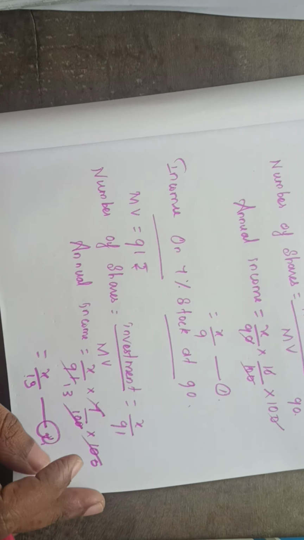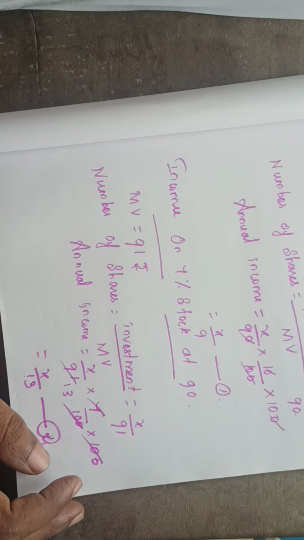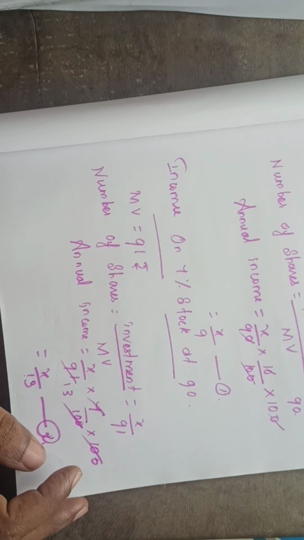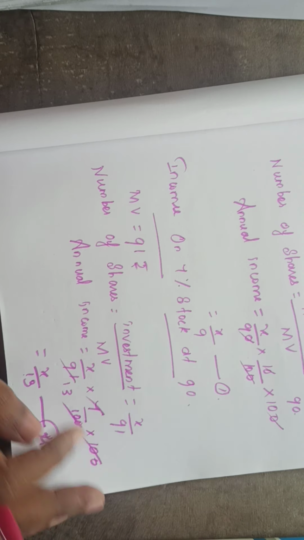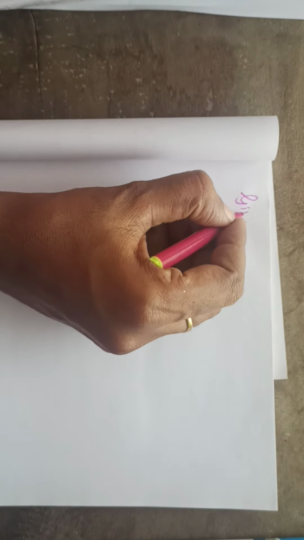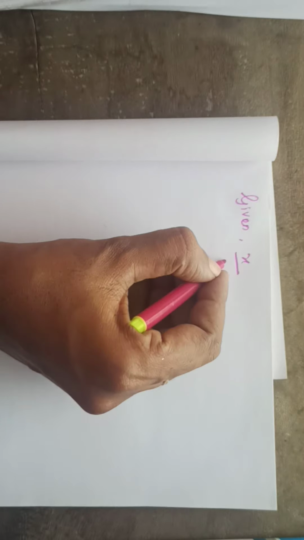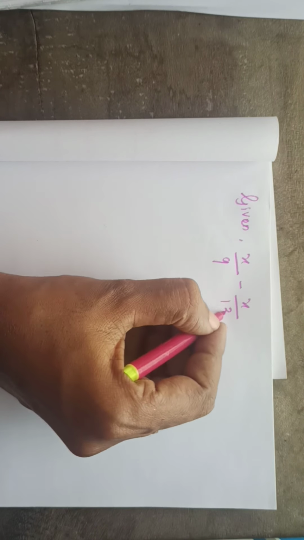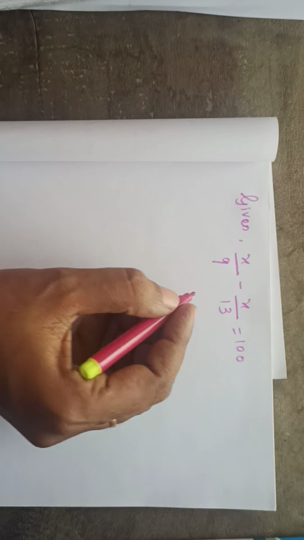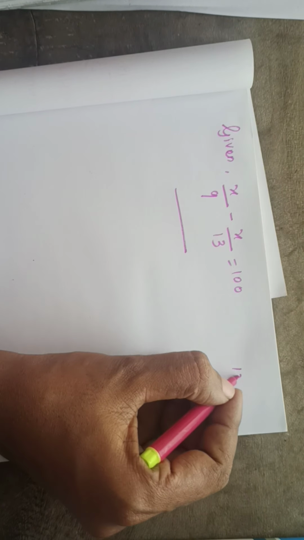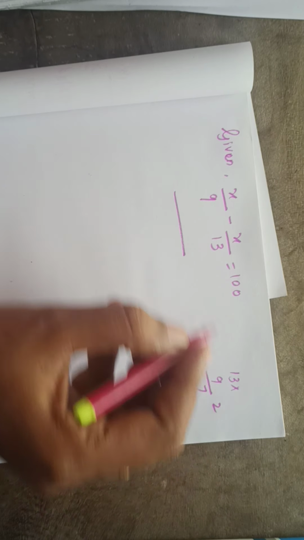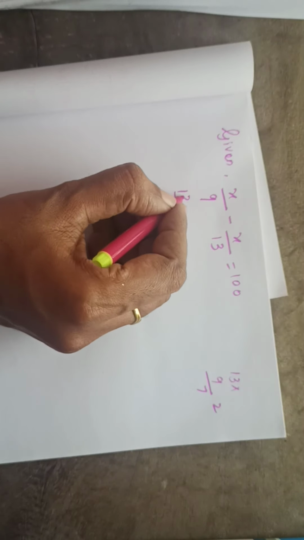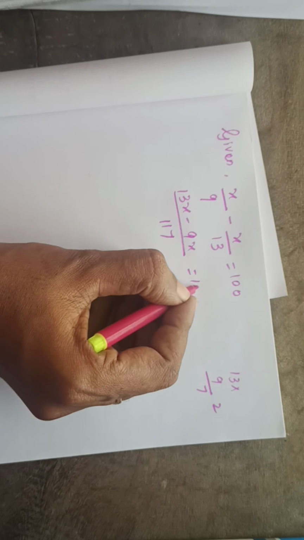Okay. So what is given? If 10% stock brought rupees 100 more by way of dividend income than the other. Dividend, so subtraction. So how will you find? Given x by 9 minus x by 13 equal to, it's given as 100. Take the LCM for 9 and 13. So there is no common factor, that is 117. So 13x minus 9x is equal to 100 into 117.